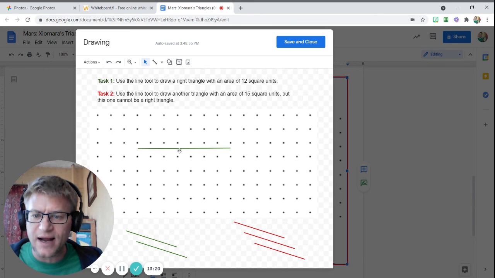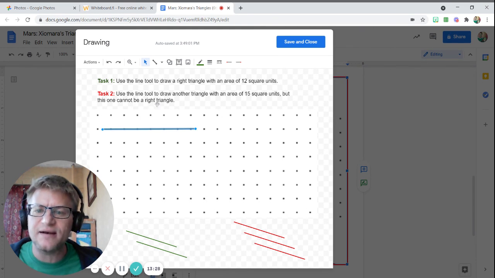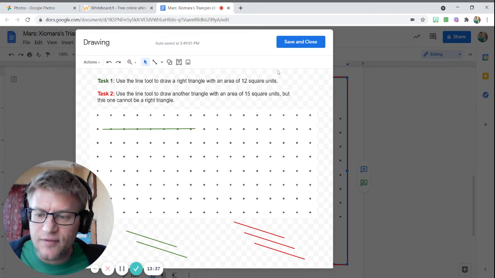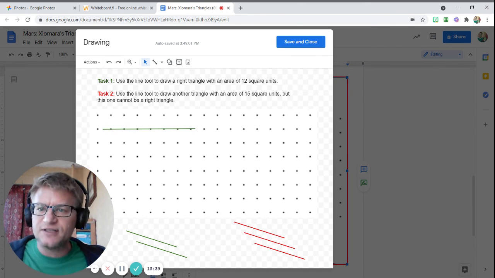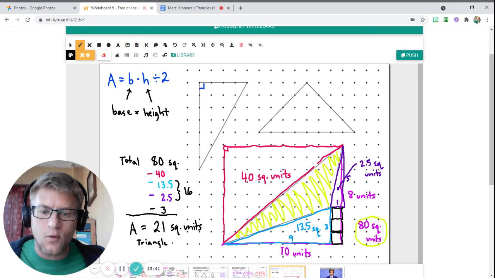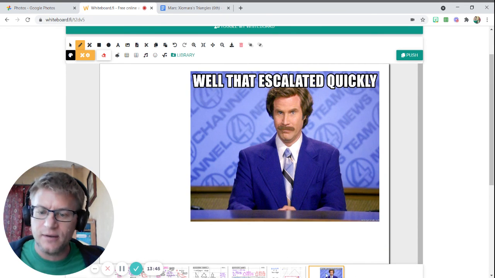And then for the second one, I would do the first triangle over here. The second one, the red one, is make another triangle with 15 square units, but this one cannot be a right triangle. So I want this one to be more like the second triangle that we did, something that's not a right triangle. Okay, see what you can do. This is all part of the Mars task today. Enjoy it. And wow, this problem right there. Wow, that escalated quickly. Craziness.